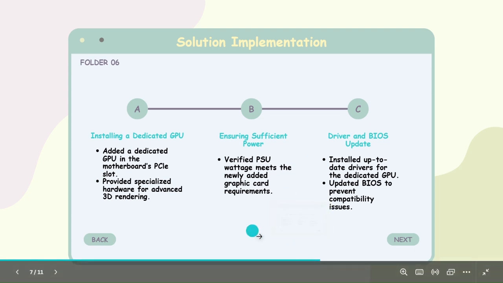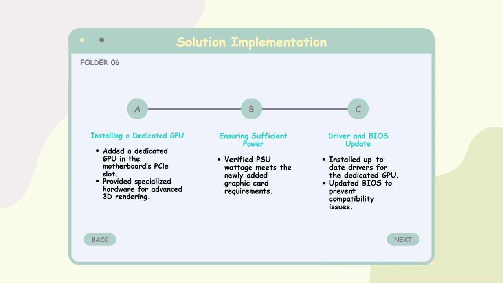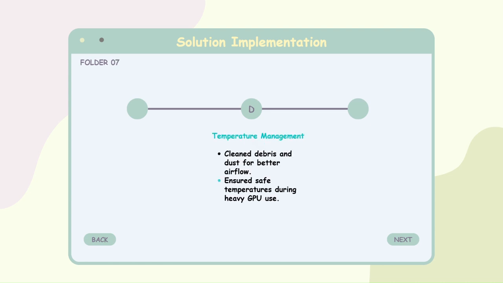which is installing up-to-date drivers for the dedicated graphic card, and updating the BIOS to prevent compatibility issues. This compatibility issue arises when we install new hardware and the desktop doesn't support the hardware. So we have to make a BIOS update to prevent this compatibility issue.